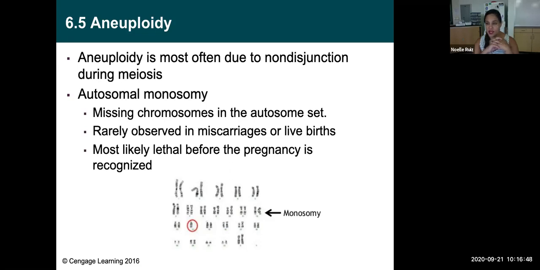So you can see in that karyotype, in the red circle, there's only 1 chromosome there. So there's just 1 chromosome missing. And often that is enough to miscarry a baby.